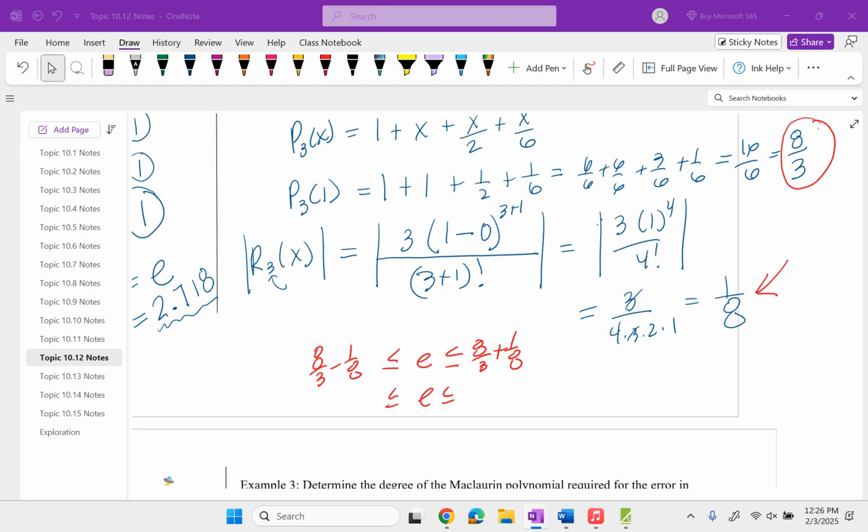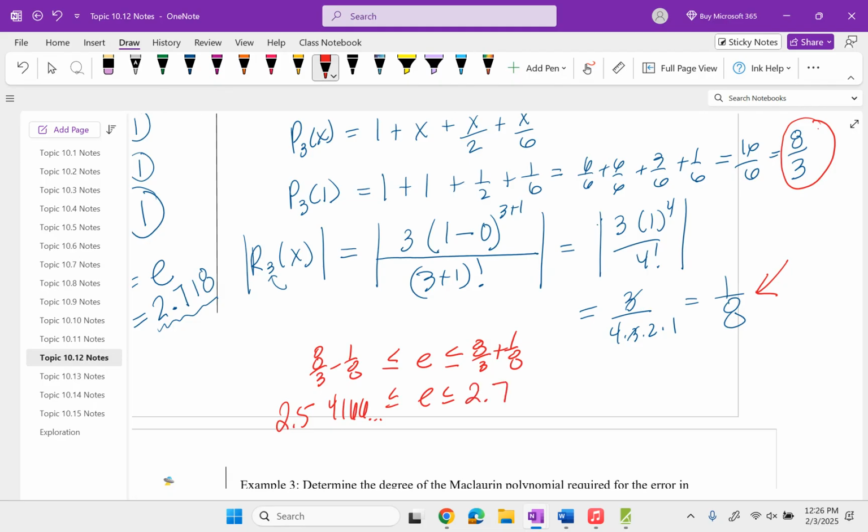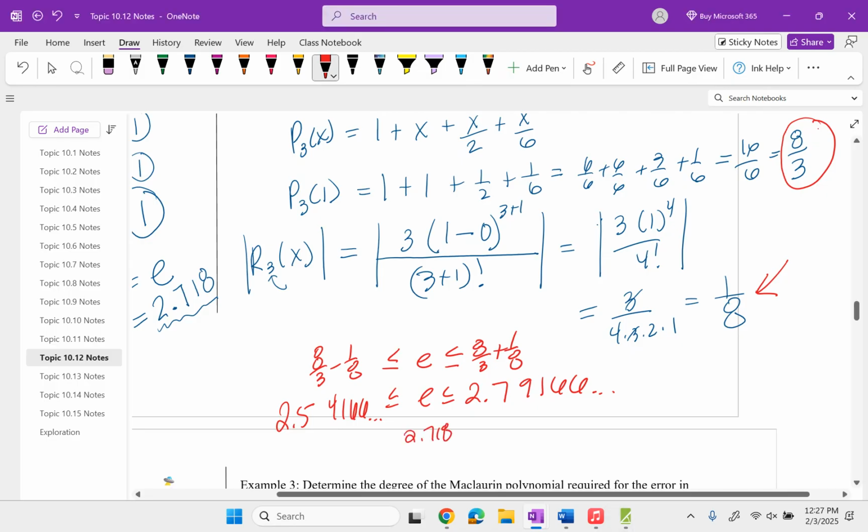Okay, this is what I ended up getting. 2.54166 and 2.79166. Do we agree? Yeah, I got that. Did you actually? Should I look at your computer screen? No, I can do that. All right. Is 2.718 the actual value in between those two? Yes. Yeah, so it didn't do a bad job, right? It got us a good range. We had a good estimate of it.